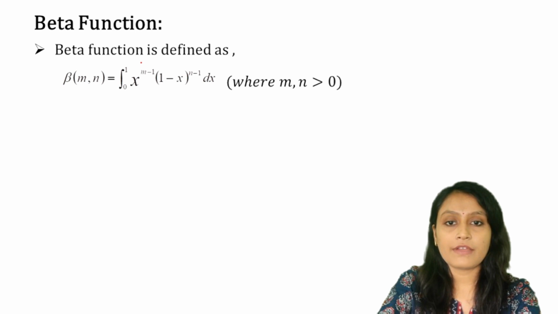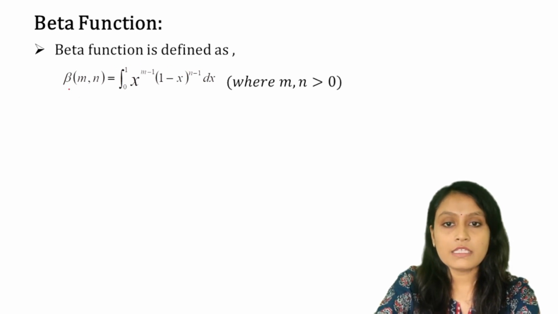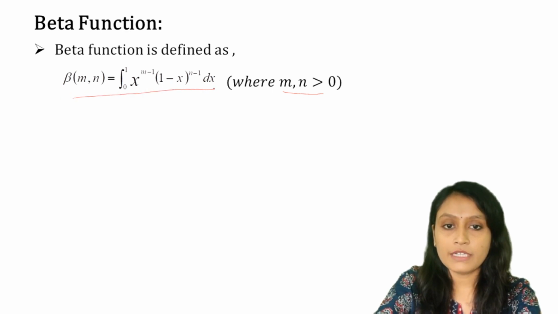So firstly we will define this beta function, that is beta of m comma n is equal to integration 0 to 1 x raised to m minus 1 into 1 minus x raised to n minus 1 dx, where m and n should be greater than 0. Okay, so this is the definition of beta function and it is denoted as beta of m comma n.